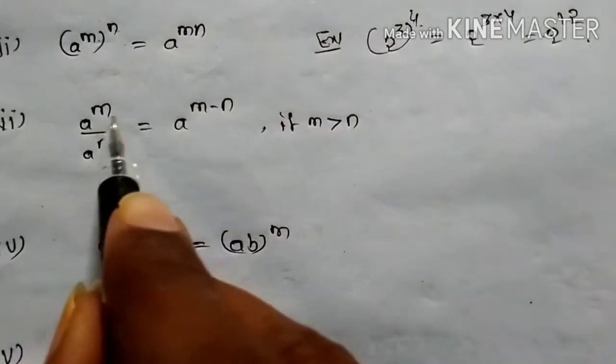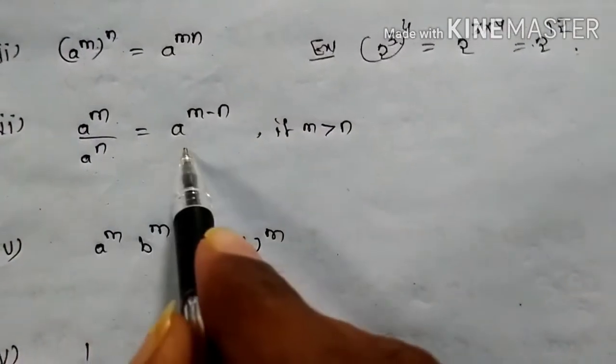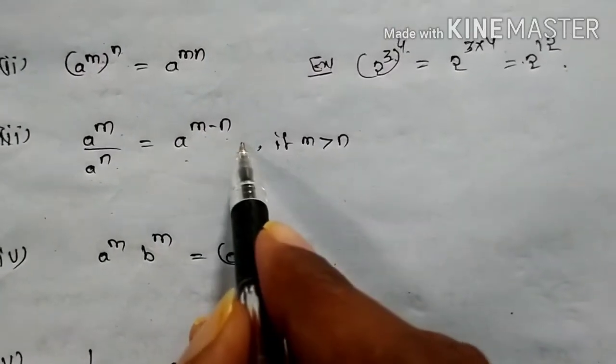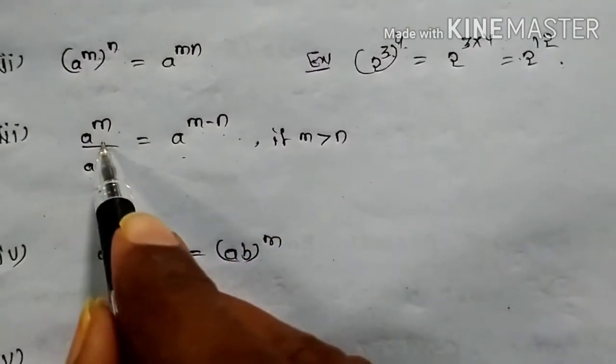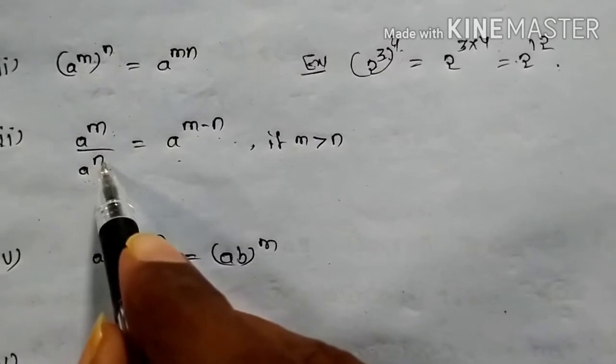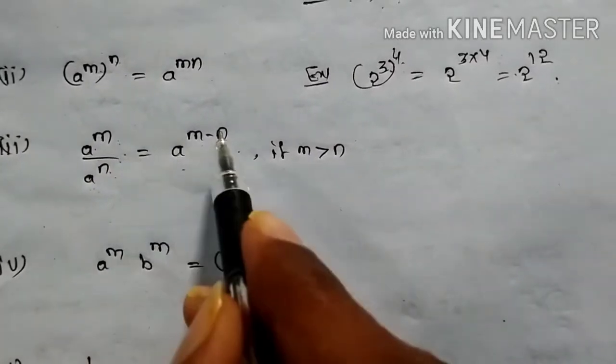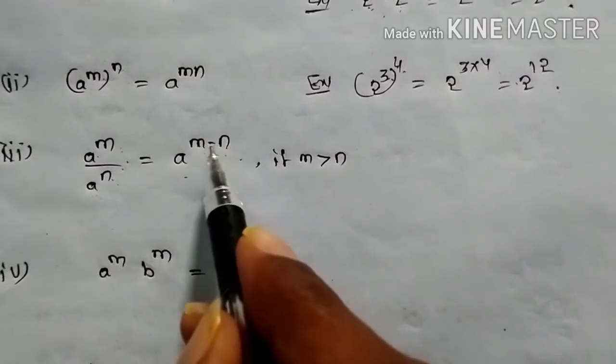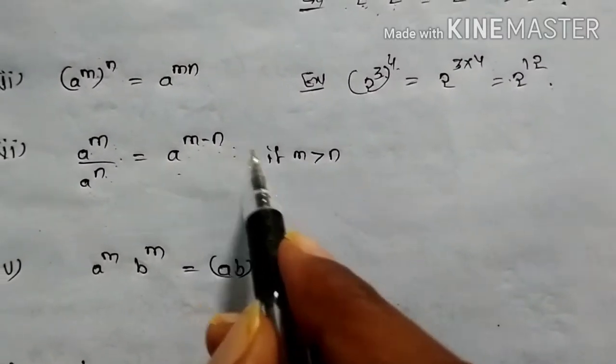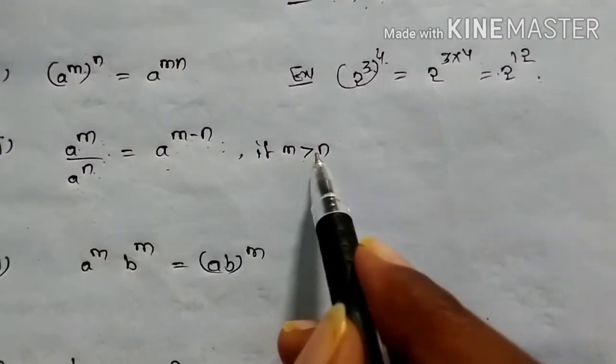Next one here, a to the power m by a to the power n is equal to a to the power m minus n. This is the quotient law. That means a to the power m by a to the power n: here the bases are the same, but the operation is division. If the operation is division, you can just subtract the exponents, a to the power m minus n. See, here the condition is m is greater than n.